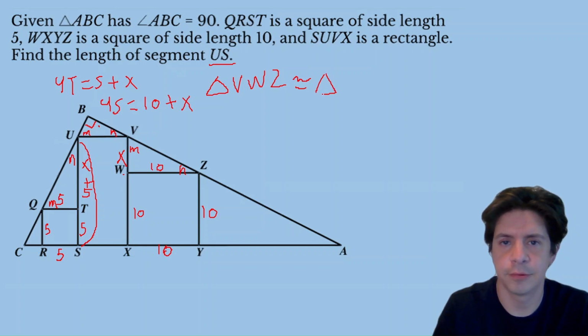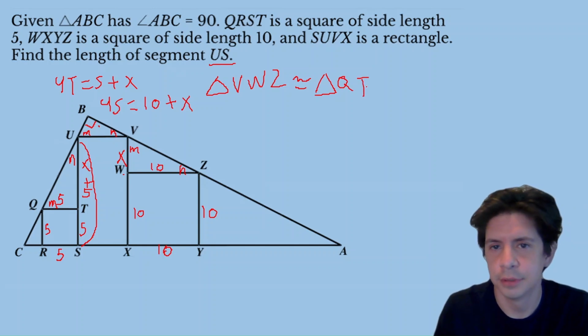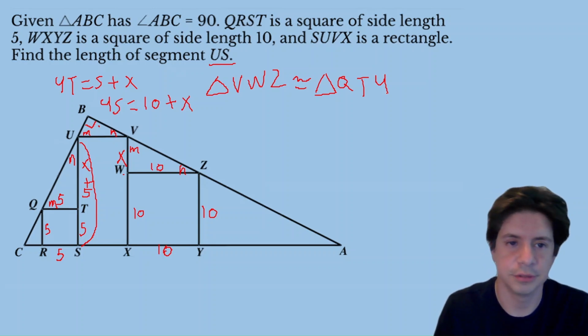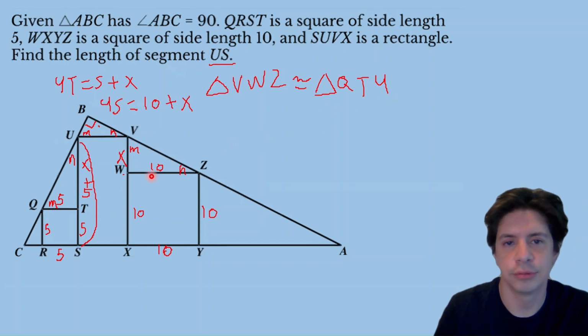So remember how V has the same angle as Q, so it's going to be QTU. VWZ is similar to QTU. So now we can do proportions, right? And that would mean, if we did proportions, we could say WZ is proportional to TU.